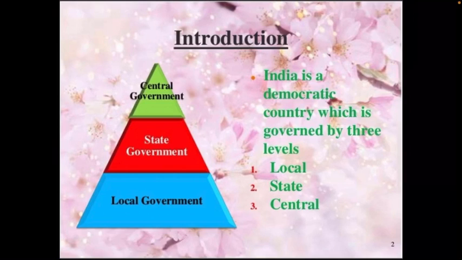India is a democratic country and it is governed by three different levels of government. The first one is the local level, second, state government, and then the topmost level of the government is the central government.